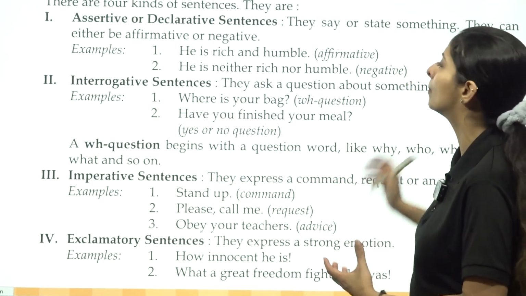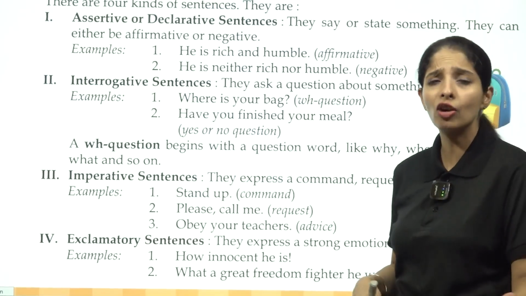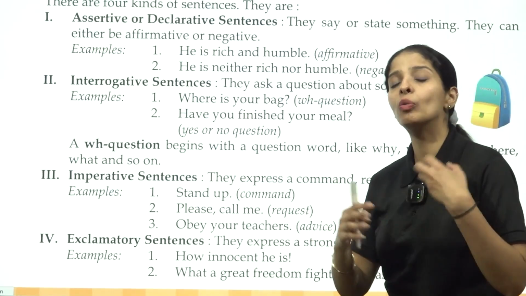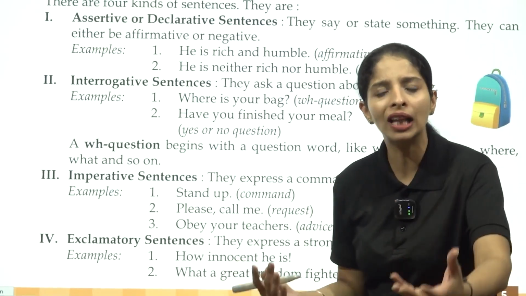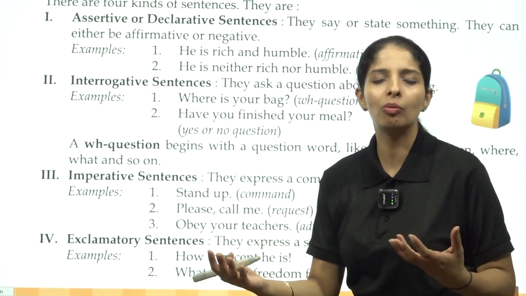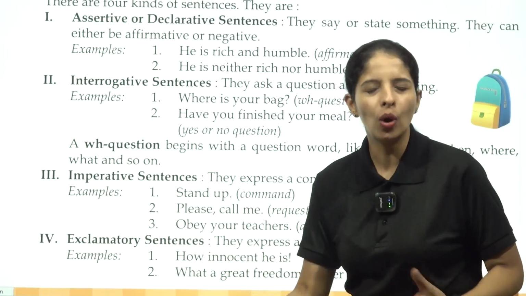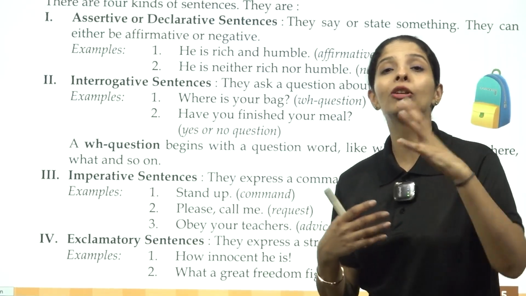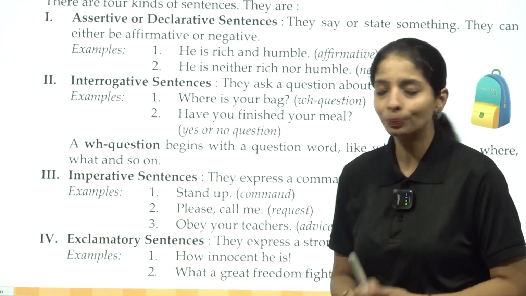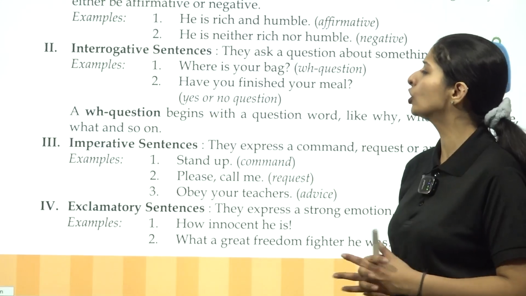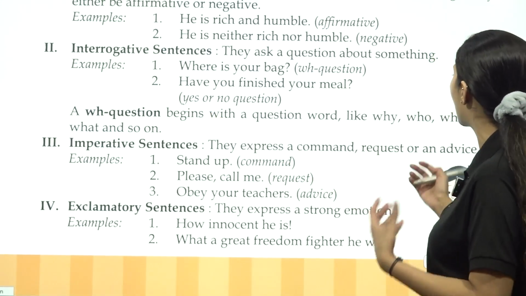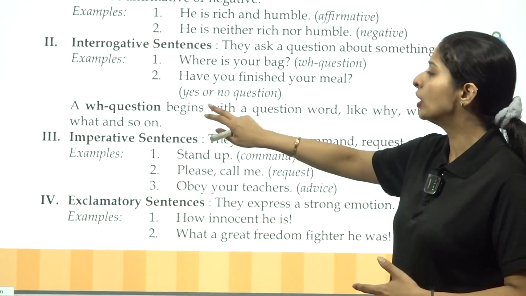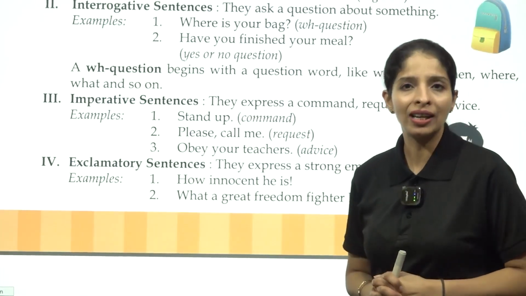They ask a question about something. For example, where is your bag? WH question. Have you finished your meal? So that is when you answer in yes or no. Have you done your homework? You might say yes or you might say no. So these are the ways to ask when the other person will reply in yes or no. A WH question begins with a question word like why, who, when, where, what, and so on. WH family.